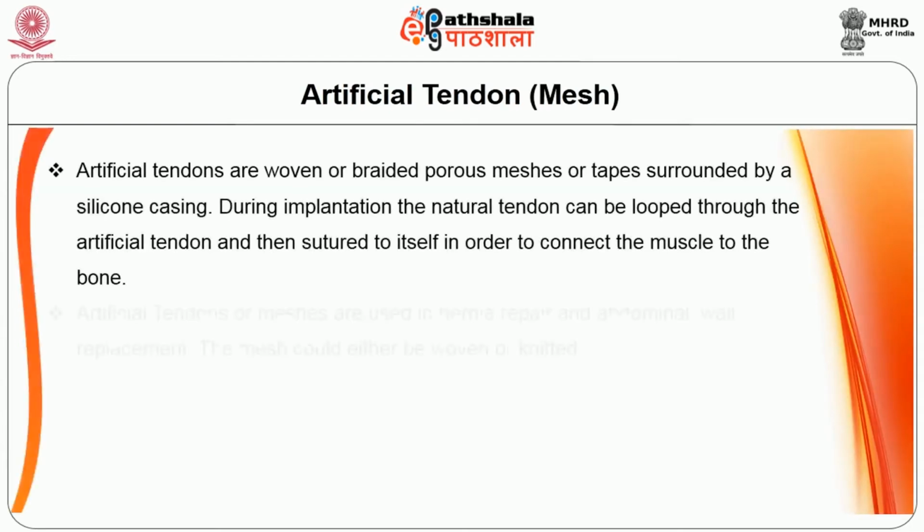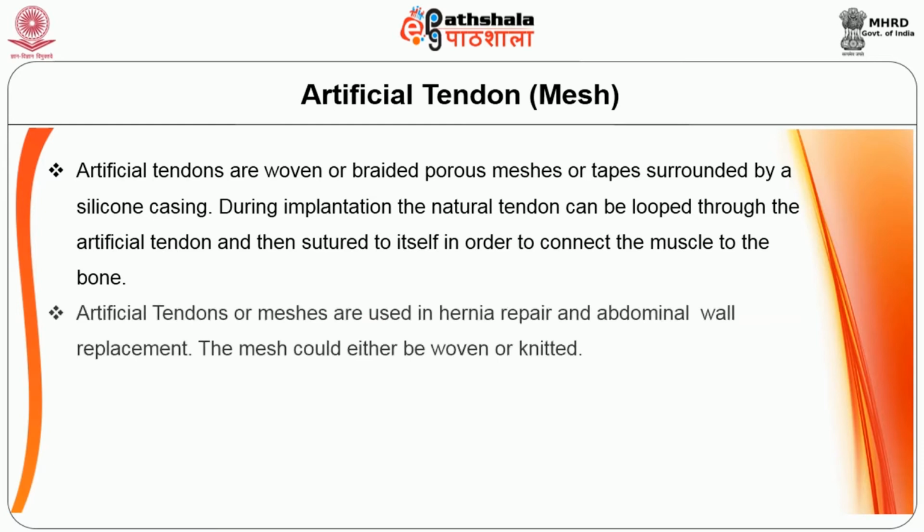Now we shall be seeing about the next, artificial tendon. These are meshes, woven or braided, porous or tapes surrounded by silicone casting. During implant, the natural tendon can be hooked or looped through the artificial tendon and then sutured to itself in order to connect the muscle to the bone.